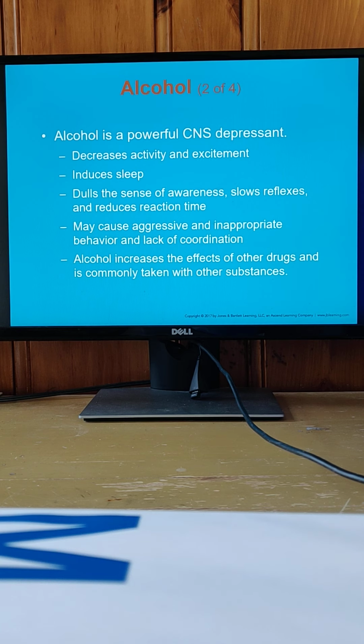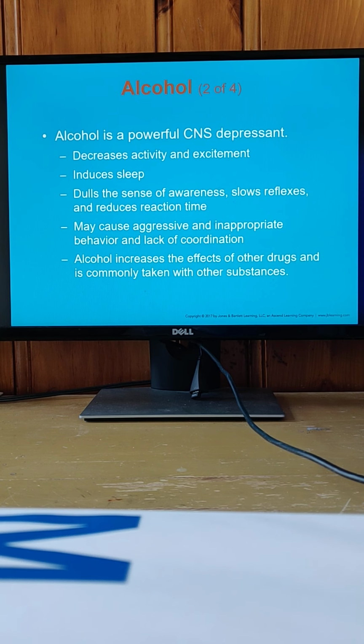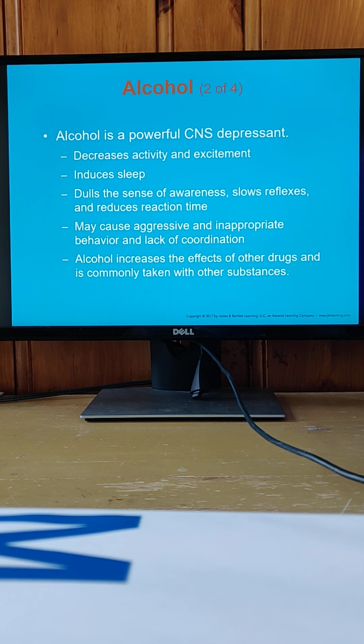Alcohol increases the effects of other drugs and is commonly taken with other substances. If you're taking a prescription for something and it says don't drink alcohol with this, it's because it'll either intensify the effects of that medicine, which it's not supposed to do, or the medicine will not be as effective as it's supposed to be.